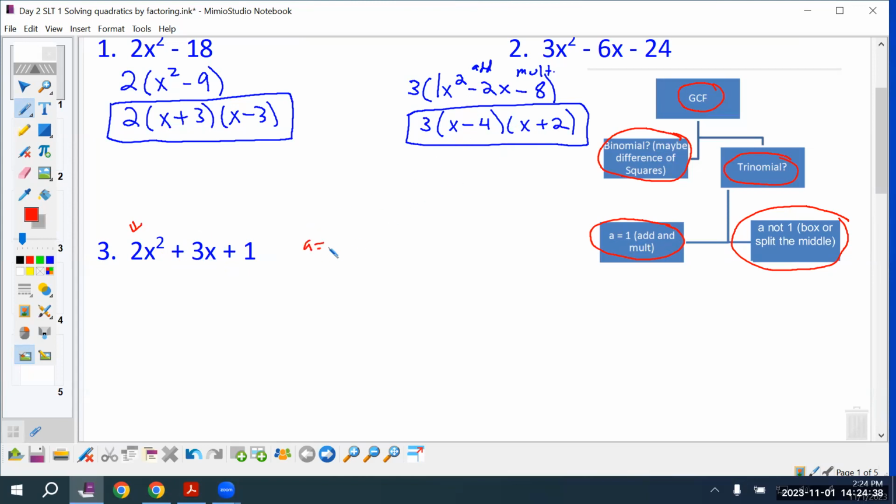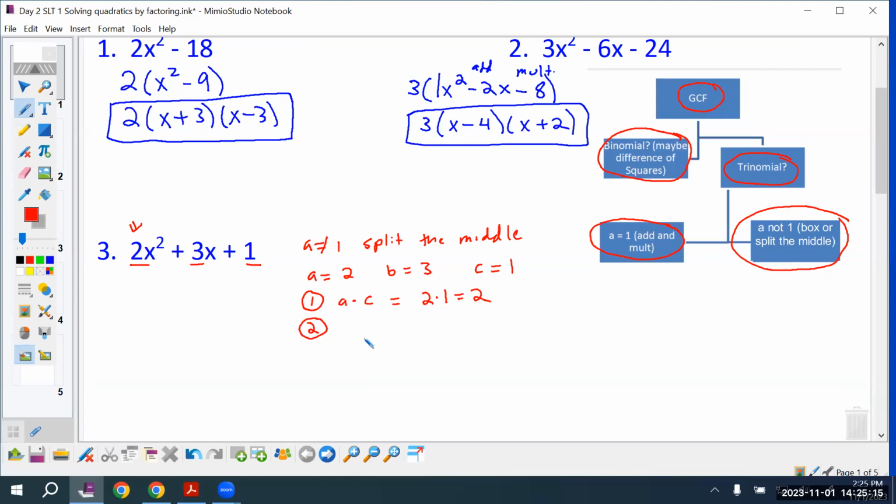Now, first I'm going to start with split the middle. And it's called split the middle because we're literally going to take this middle term and we are going to split it. The first thing we want to do is write down that a is 2, b is 3, c is 1, like A, B, C. Once we do that, we're going to get into our steps. Step 1, we are going to multiply A times C. So in this problem, it's going to be 2 times 1, which is just 2.